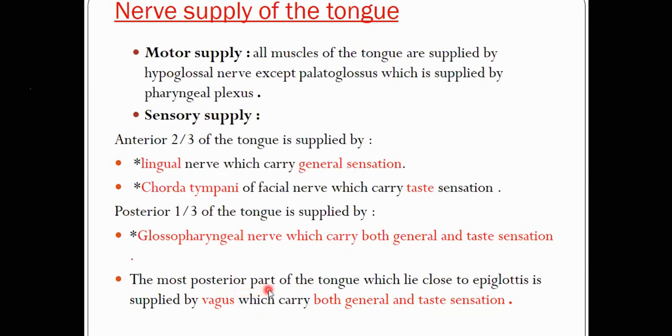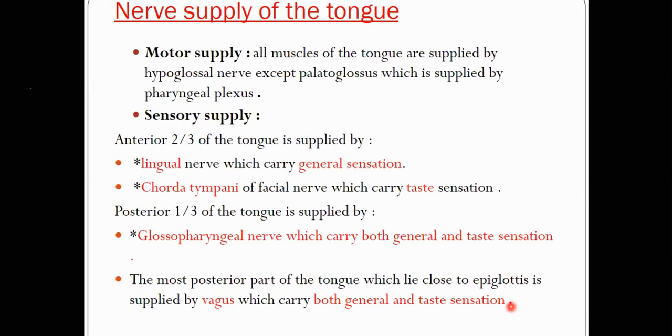The most posterior part, which is down, touching the epiglottis, is supplied by the vagus nerve, which carries both general and taste sensation. So this slide portion all comes in MCQs, in your short notes or whatever. You can go through this carefully.